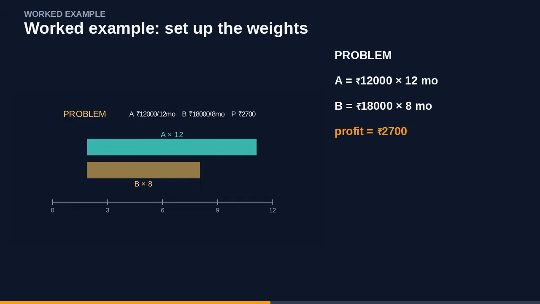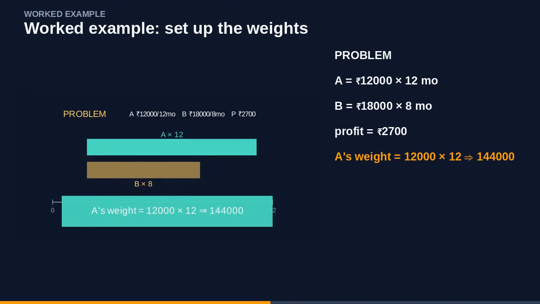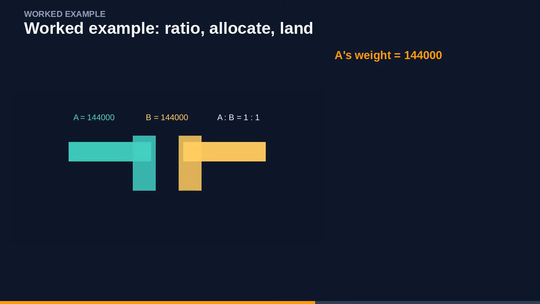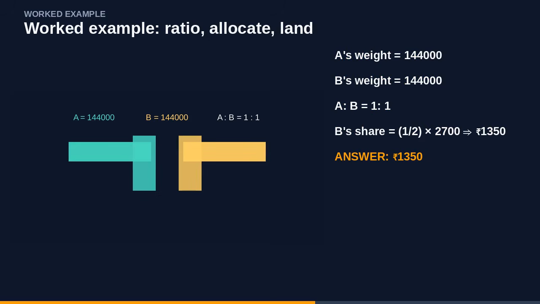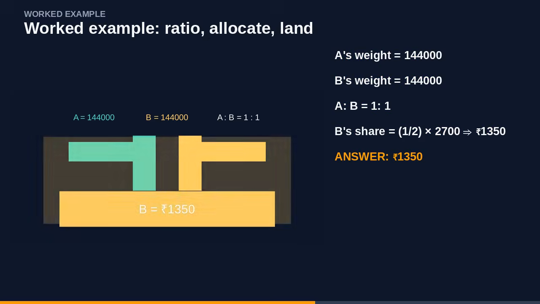Form A's and B's capital times months weights before sharing rupee 2,700. A's weight equals 12000 times 12. This gives 144000. Match the products, reduce to 1, and allocate B's half of rupee 2,700.